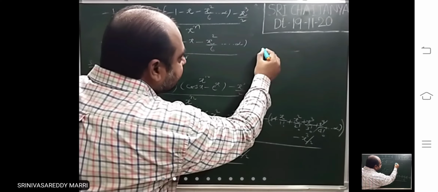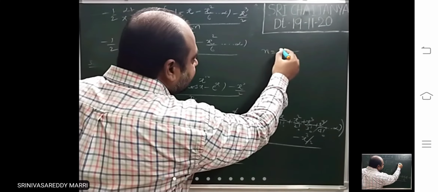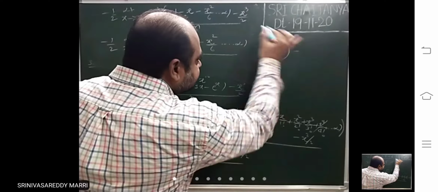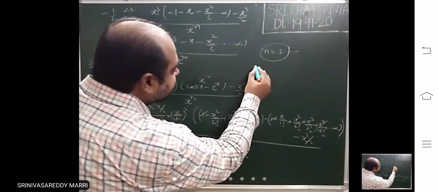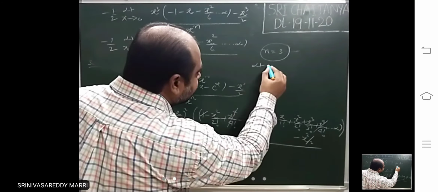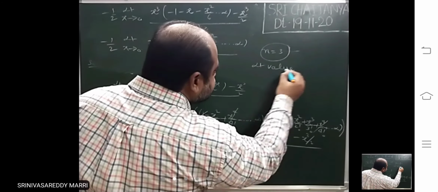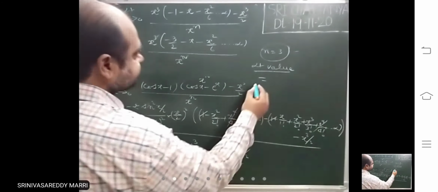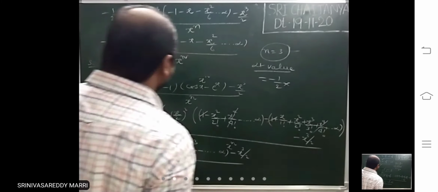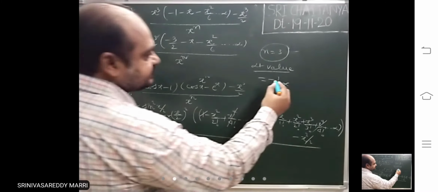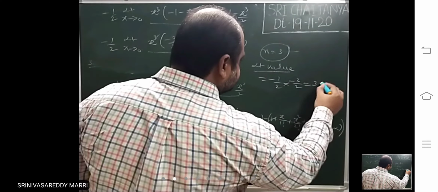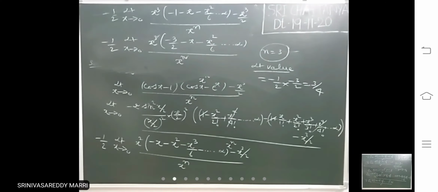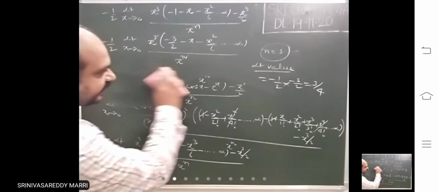That means n must be what? n must be 3. Then what limit value will you get? If n is 3, the limit value is minus 1 by 2 into minus 3 by 2, and these all will become 0. The limit value is 3 by 4, which is a non-zero value.